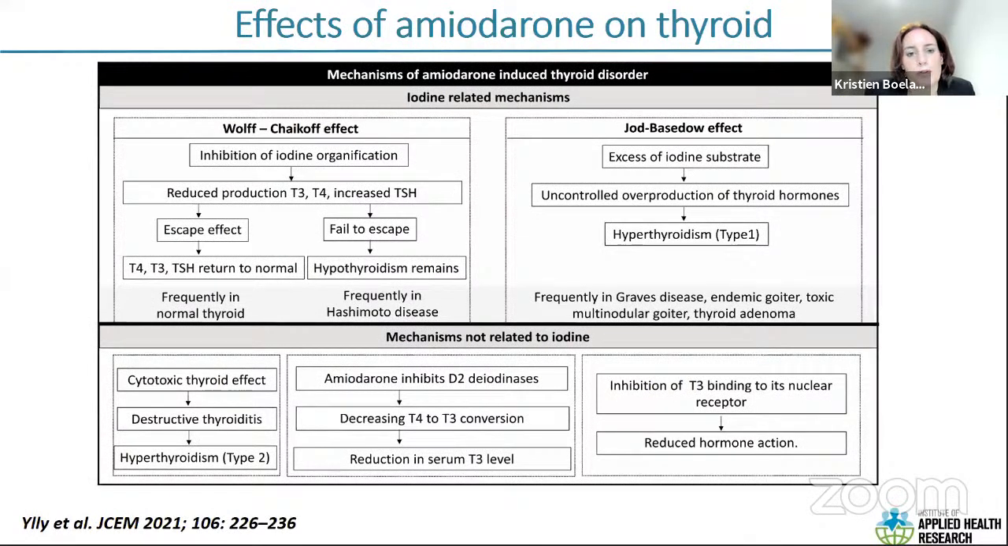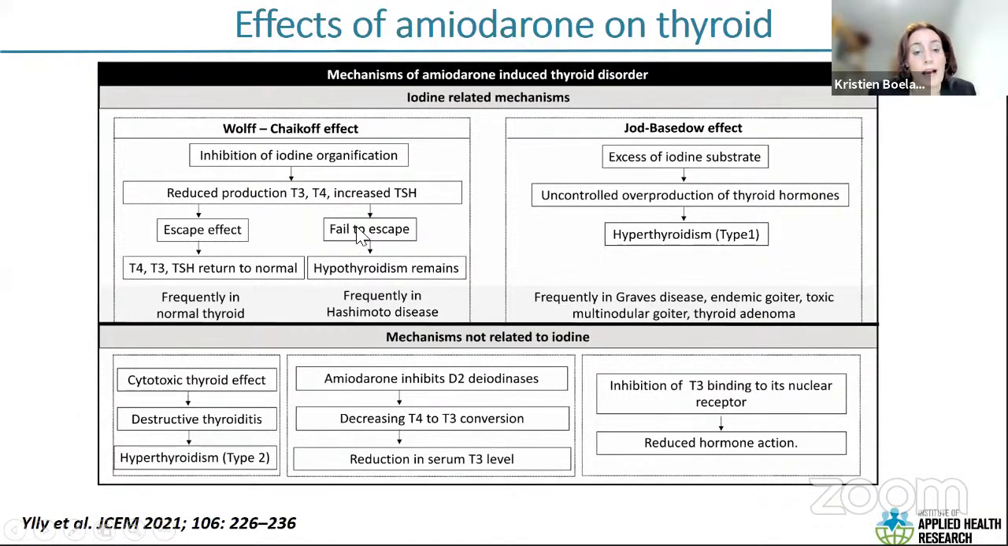So amiodarone has a multitude of effects on the thyroid gland, but they can broadly be divided into iodine-related mechanisms and mechanisms not related to iodine due to the toxicity of the drug itself and to effects on the iodinases. So in amiodarone-induced thyrotoxicosis, certainly in the first type, the main effect that we see is a Jod-Basedow effect, which comes about by an excess of iodine substrate resulting in hyperthyroidism.